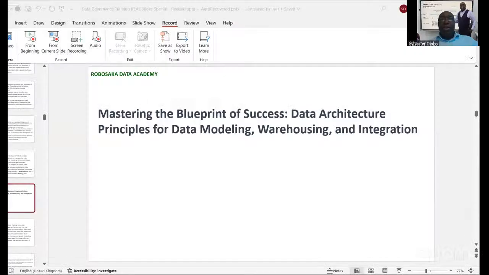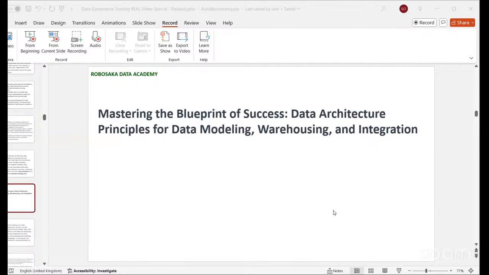Right, I'm going to share. Can you see what I'm sharing, everyone? Yeah, I can see it. Yes, please. Yes, sir. Good.